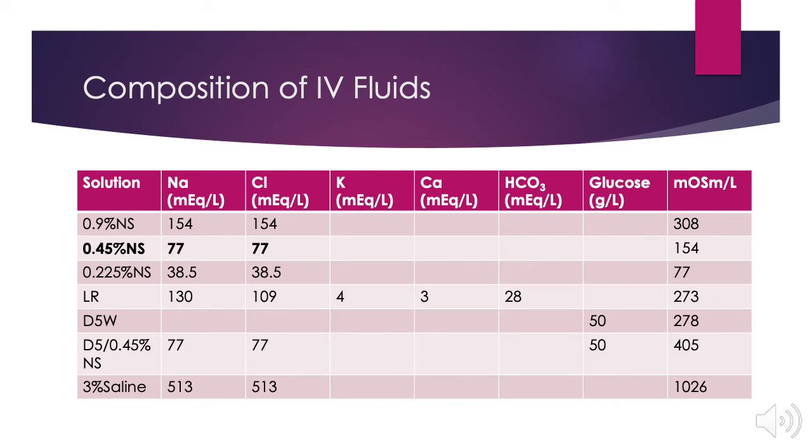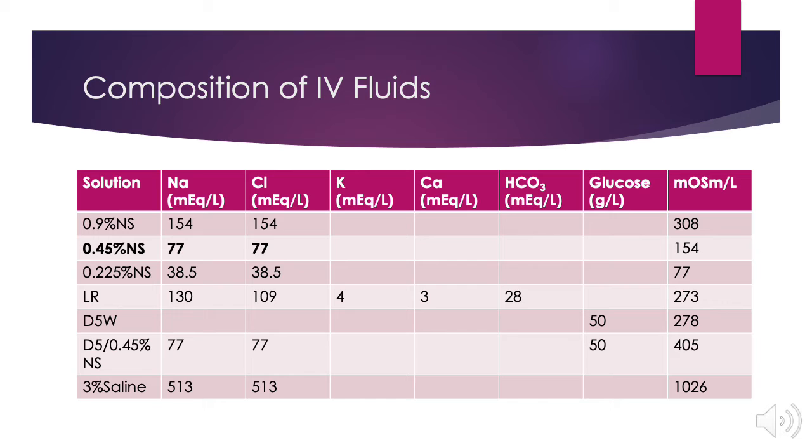In this slide, you can see the composition of IV fluid in terms of electrolytes and osmolarity. Normal saline is abbreviated as NS and is also known as 0.9% saline. It has 154 mEq, or milliequivalents, of sodium per liter of solution. The IV fluid composition varies depending on their sodium content.